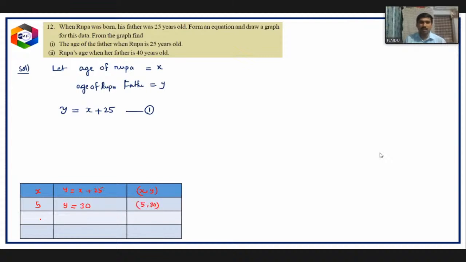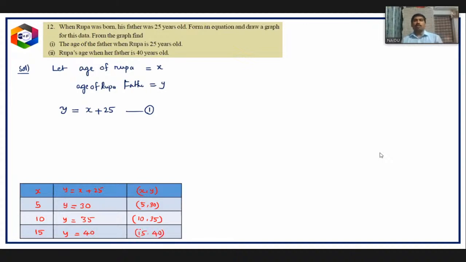Is it clear, children? Now x equals 10. This time, instead of taking 1, 2, 3, I am taking a gap of 5. Since the question also has 25 and 40 given, it is better to take multiples of 5. So y equals 10 plus 25, which is 35. So the answer will be 10 comma 35. And now 15. So y equals 15 plus 25, and 15 plus 25 is 40, which gives 15 comma 40.